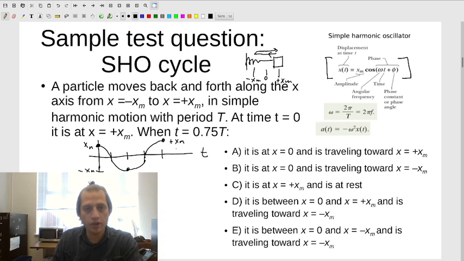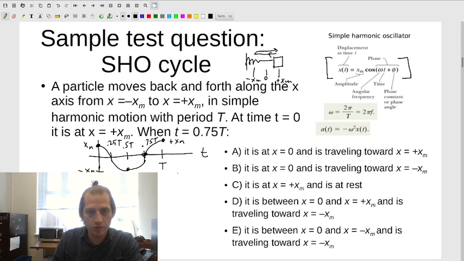Okay, then it says when t equals 0.75 T, well, let's look. Here is 0.25 T, here's 0.5 T, here's 0.75 T, and then here I'm back where I started. So at 0.75 T, the block is where?